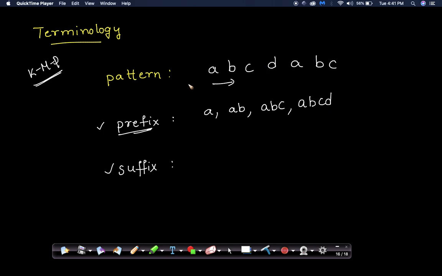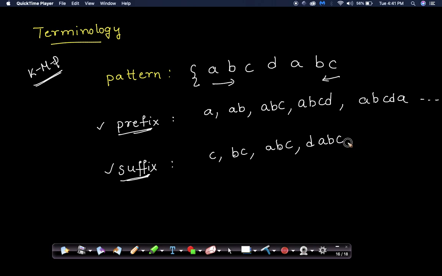This is my given pattern, it's not a text, I'm just taking it as the pattern here. And abcda is also one of the prefixes, and so on. For this given string these are the possible prefixes, right? And similarly, what about the suffix? A suffix starts from the right side of the string. That means c is one of the suffixes, and bc is also a suffix, and abc is one of the suffixes, and dabc is one of the suffixes, right?